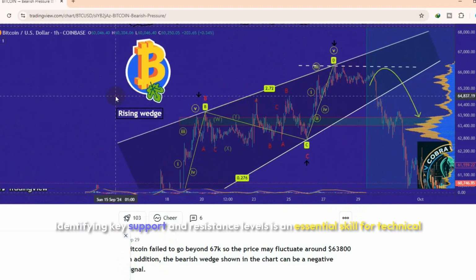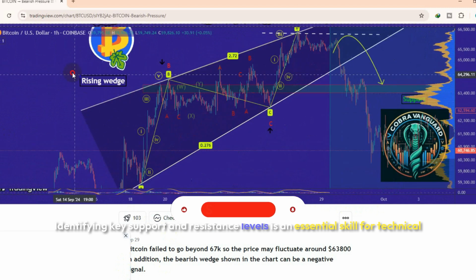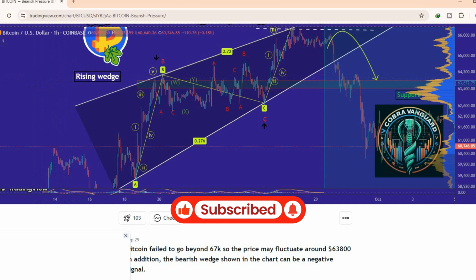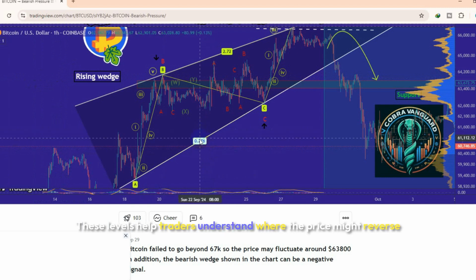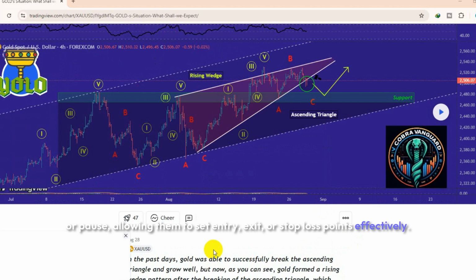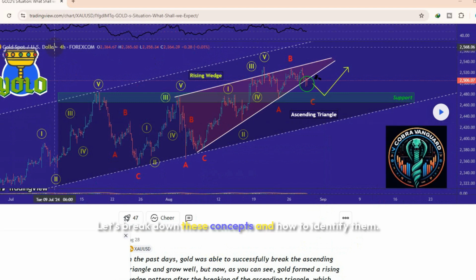Identifying key support and resistance levels is an essential skill for technical analysis and trading. These levels help traders understand where the price might reverse or pause, allowing them to set entry, exit, or stop loss points effectively. Let's break down these concepts and how to identify them.